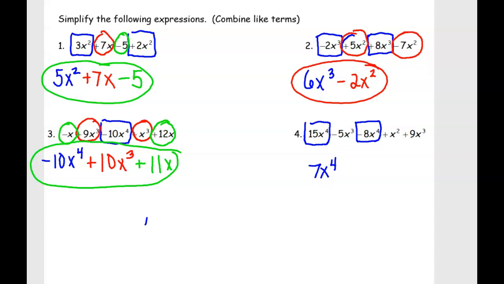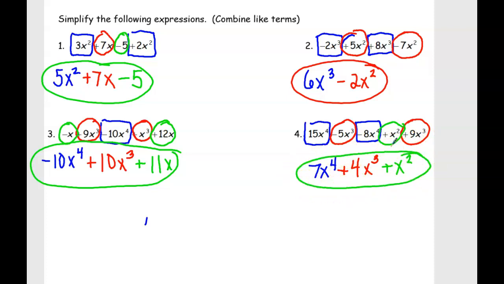Okay, now I'm going to look at my x to the thirds. I've got negative 5x to the third and positive 9x to the third. So that gives me 4x to the third. All right, and then I just have the x squared left over, so it's just going to be plus x squared. Notice I start at the highest exponent and I go down. Now the degree of the polynomial is actually the degree of the highest term. So if I looked at example 4, this would be a 4th degree. All right, example number 2, the highest exponent is a 3, so that polynomial would be to the 3rd degree.